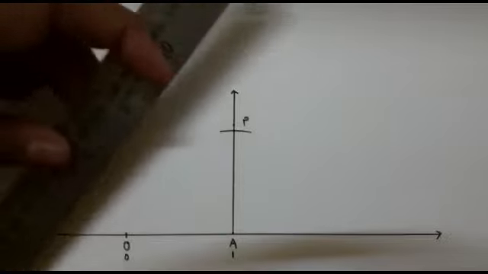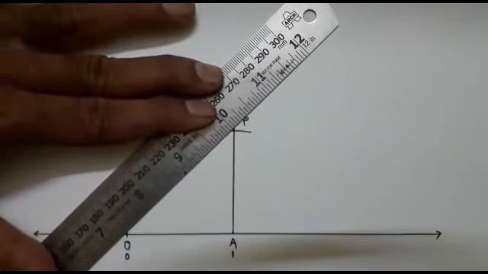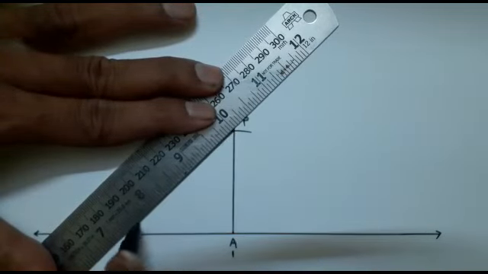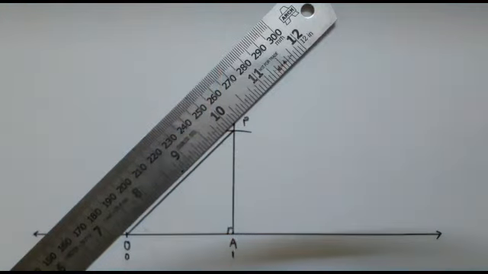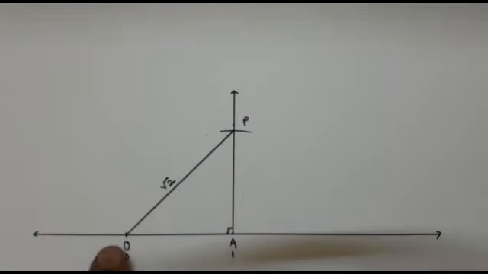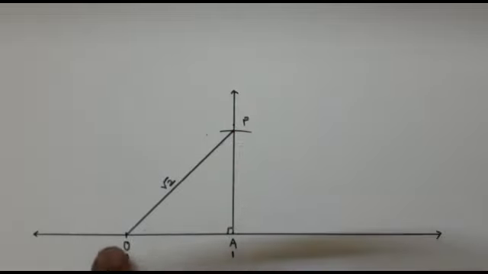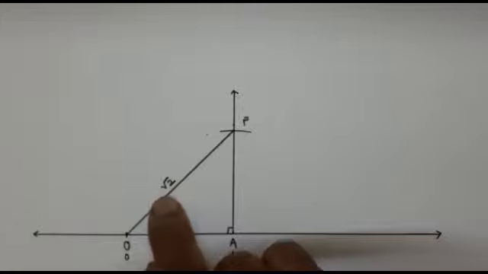Now with the help of the scale, draw this hypotenuse. The base OA is 1 unit distance. This height is 1 unit distance. By using Pythagoras theorem, we calculate the distance OP and that is square root of 2.